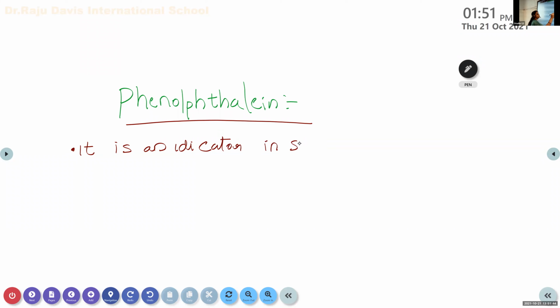Okay. So phenolphthalein is an indicator. It is an indicator in solution form. Solution form means it is in liquid form. It is a colorless solution, just like water. Actually, this phenolphthalein indicator is just like water. We cannot identify that it is an indicator. It's just a colorless solution. And how can we identify whether the given substance is acidic or basic with the help of this phenolphthalein?